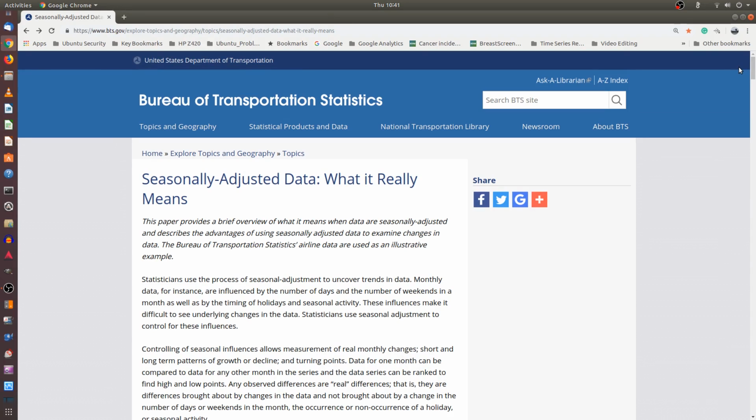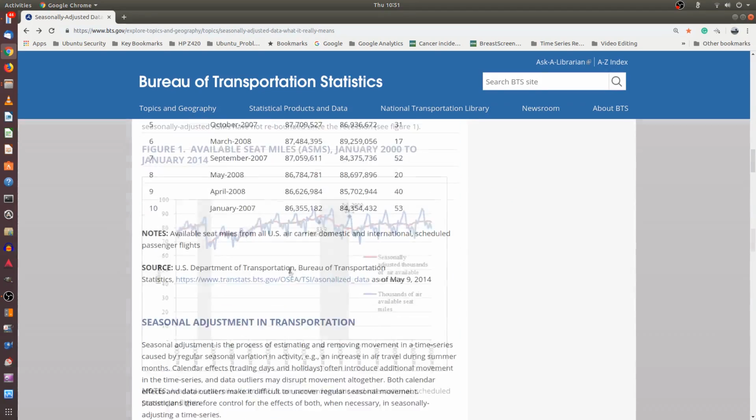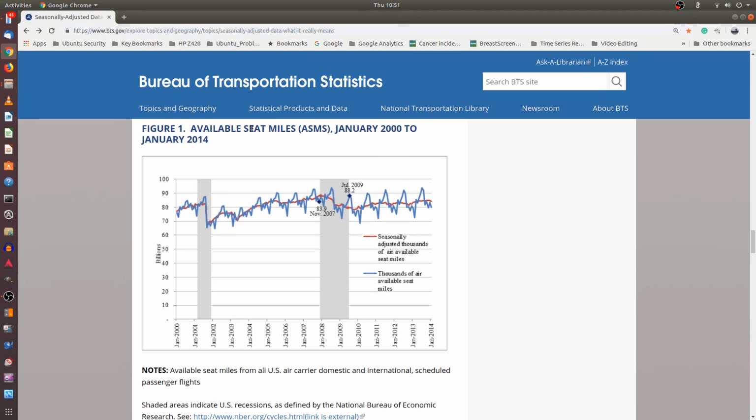In today's video, we're going to look at the topic of how not to do charts. So I came across this report about seasonally adjusted data, what it really means. This report was produced by the Bureau of Transportation Statistics. So if we go to the chart they produced in this report, we have Figure 1, available seat miles, January 2000 to January 2014. So the original data is in blue and the seasonally adjusted data is in red.